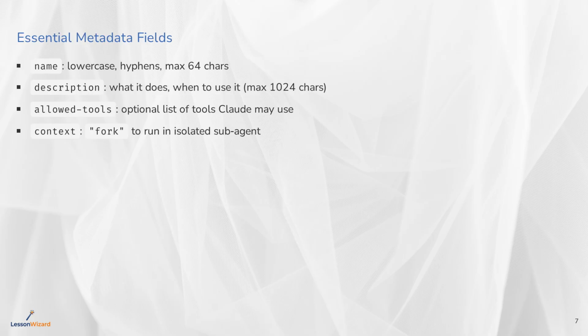The name is the identifier Claude uses internally, so keep it simple. The description is the heart of the skill. Claude reads this to decide if the skill matches a request, so include clear trigger terms. Allowed tools lets you lock down which utilities the skill can call, enhancing security. Setting context fork isolates the skill's work, preventing it from cluttering the main conversation history.